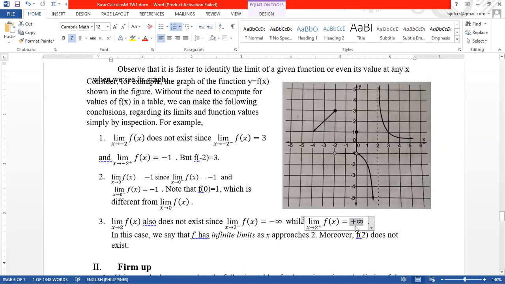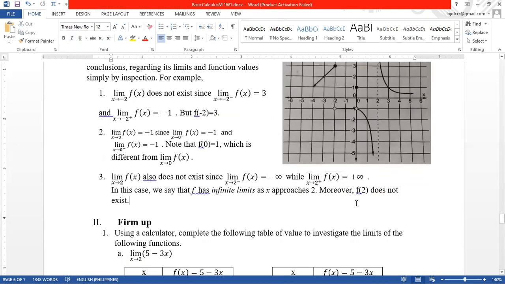Since dili sila equal ang from the left and from the right, so we can conclude that the limit of f of x as x approaches to 2 does not exist. So in this case, we say that f has infinite limits as x approaches to 2. Moreover, f of 2 does not exist, kay there's no line nga mapunta sa 2. Wala siya line kay infinite ang x from the left and x from the right.